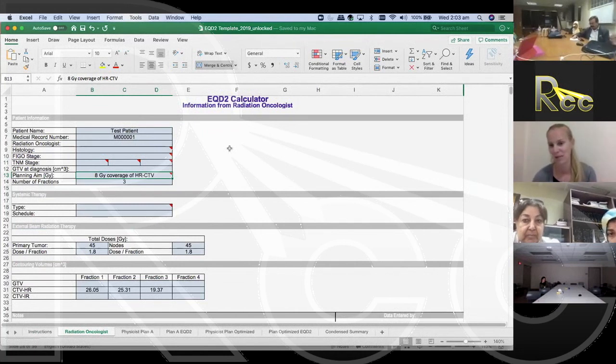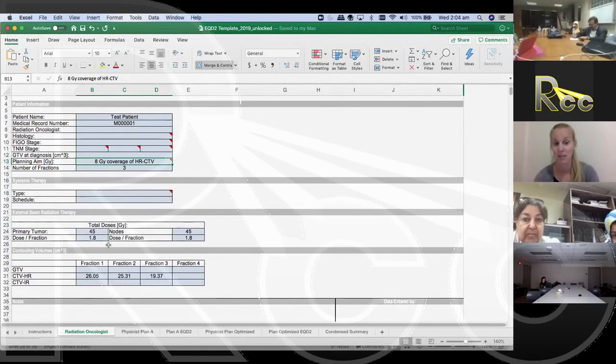That's just the way we've always done it. You can, whatever works for your department is fine, and we treat in 3 fractions. So this particular patient had 45 gray total dose in 1.8 grays per fraction, and they didn't have a nodal boost. Sometimes we do a nodal boost up to 50.4.